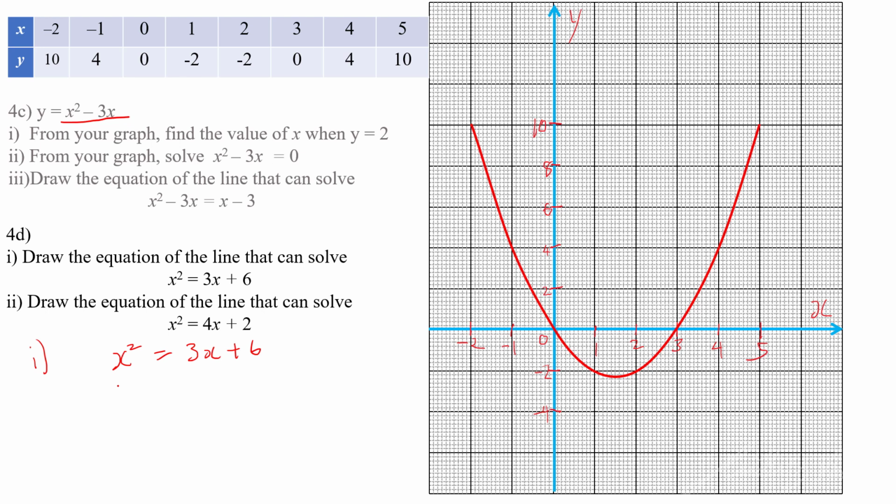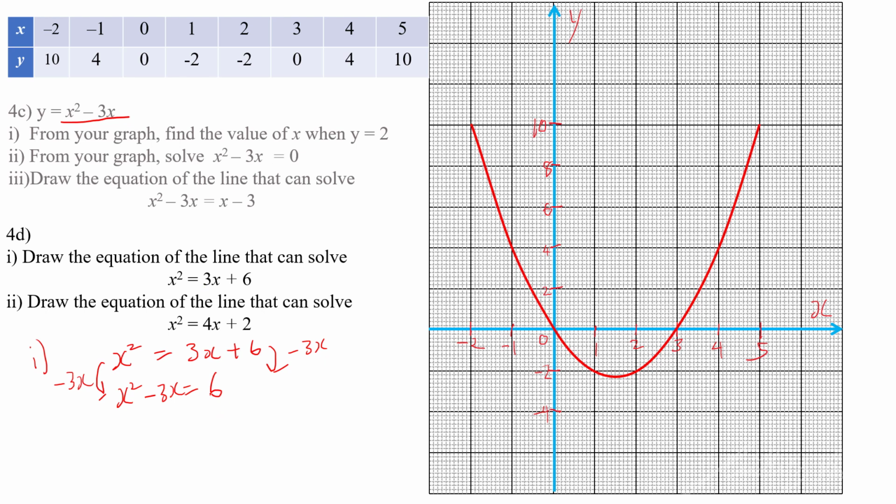What we need to do is to make this x squared into the original equation, which is x squared minus 3x. So how do I change x squared into x squared minus 3x? Very simple, I just minus 3x. So if I minus 3x on the left hand side, I also need to minus 3x over here. So 3x plus 6 minus 3x, I will get 6. That's all. So essentially, draw the equation of the line that can solve x squared is equals to 3x plus 6.